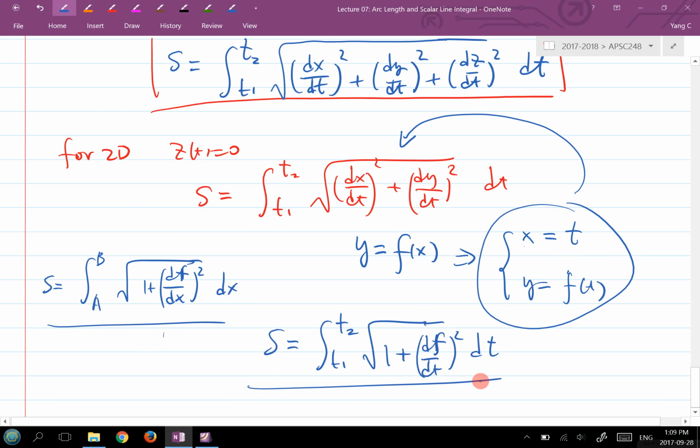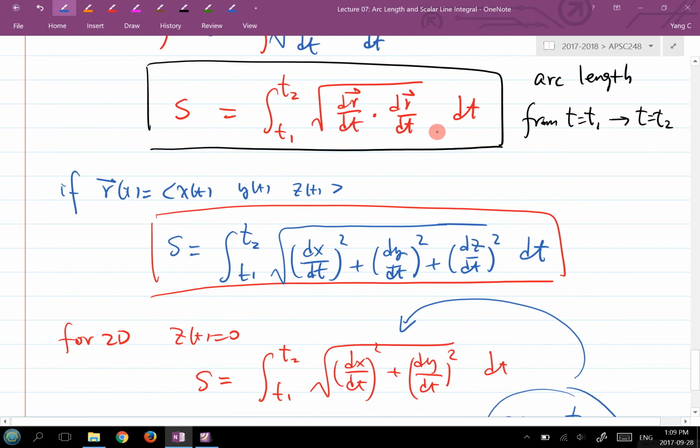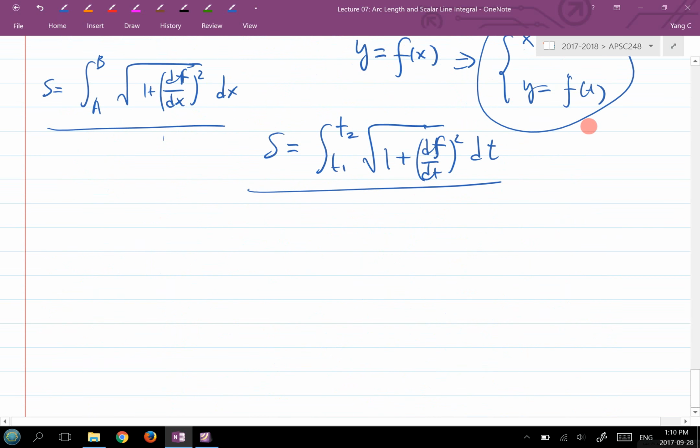So from now on, you don't have to remember this formula. You can just remember the general formula for arc lengths, either this one or this one, and that will naturally include this 2D scenario. Good. So let's take a look at a couple examples. I think this should be very straightforward, which basically means it's simply applying the formula to calculate arc lengths.